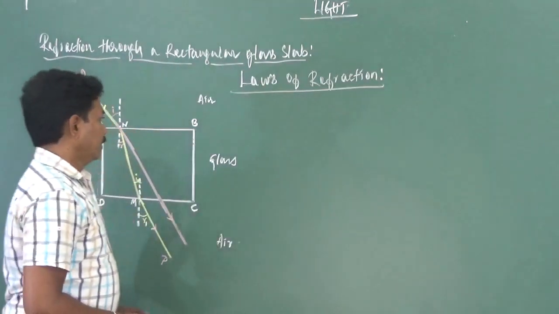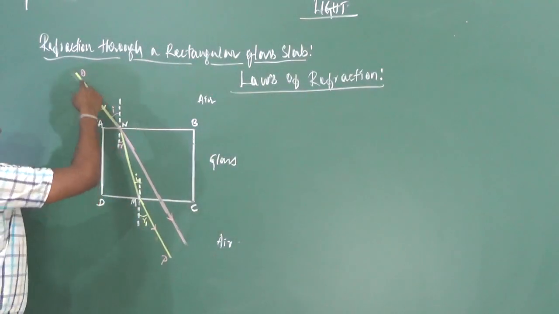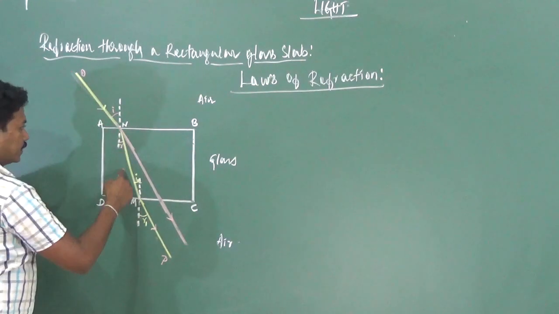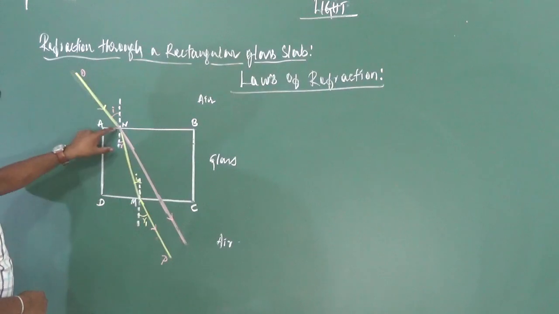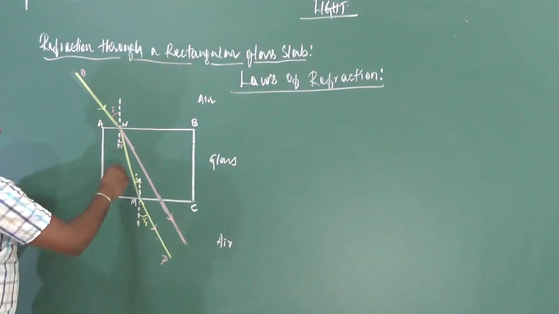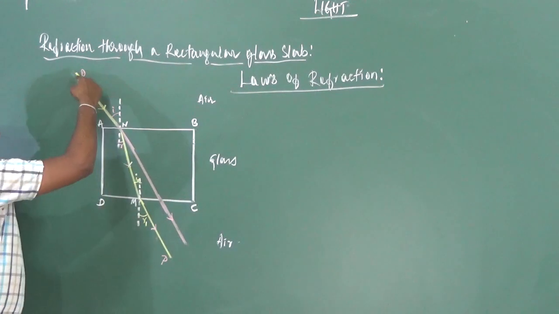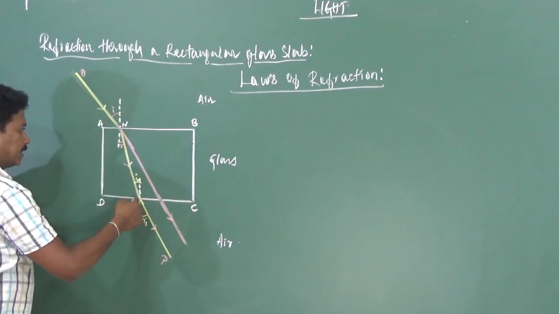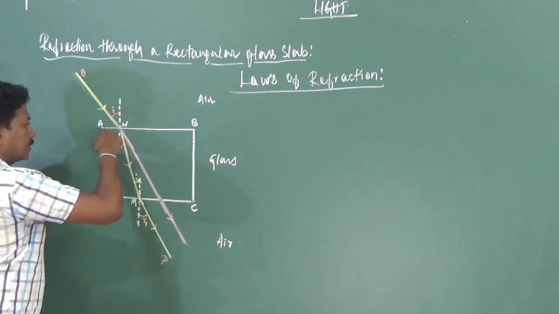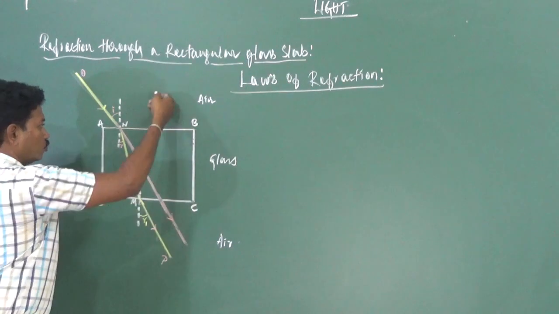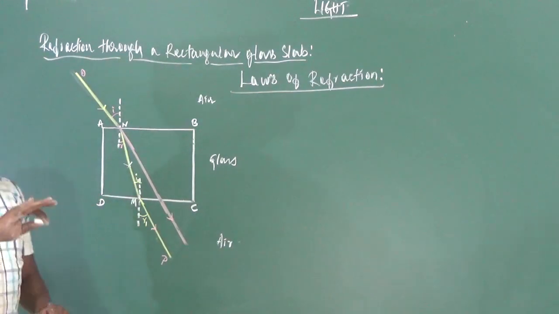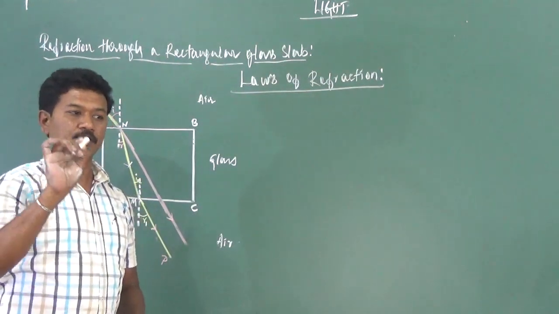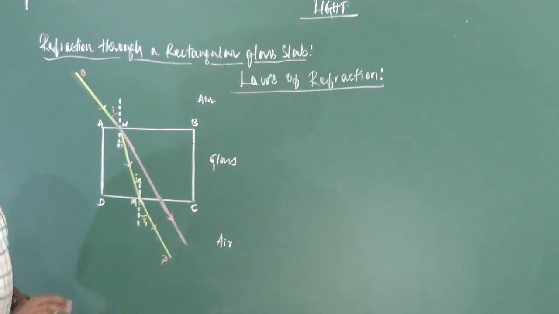Whenever the light ray travels from one medium to another medium, refraction happens. Here is the incident light ray, and this is the refracted light ray. The incident light ray, the refracted light ray, and the normal at the interface separating the two media at the point of incidence all lie on the same plane. This is the first law of refraction. You have to remember this, right?